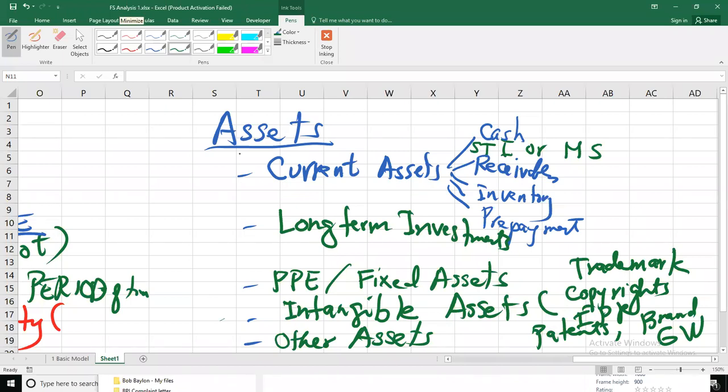So you all know GAAP, the generally accepted accounting principles, or now the IFRS, International Financial Reporting Standards, which is PFRS in the Philippines.